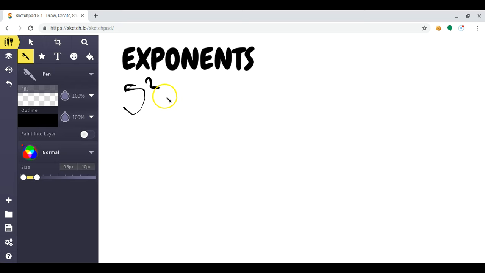What that is, it's just 5 times itself twice, because the exponent tells you how many times the base, which is 5, gets multiplied by itself. So in this case, 5 gets multiplied by itself twice. So that's just going to be 5 times 5, which is 25.